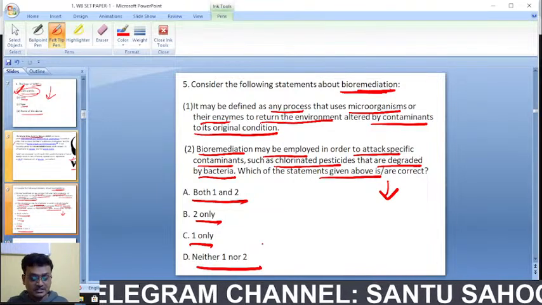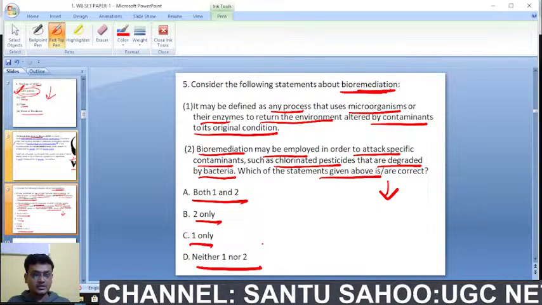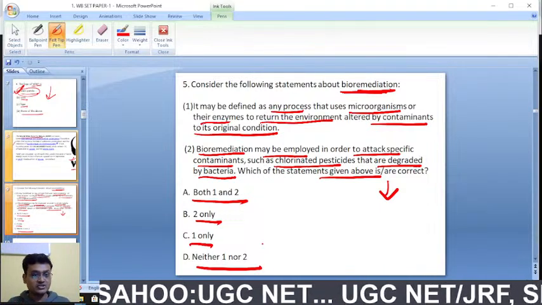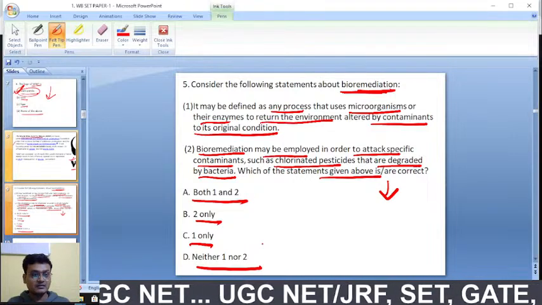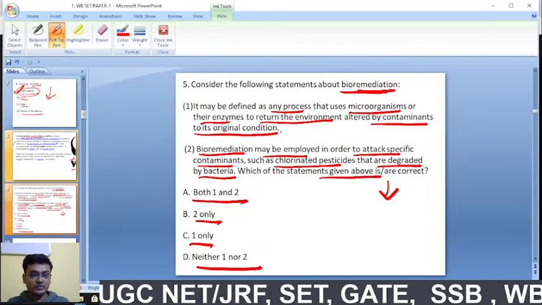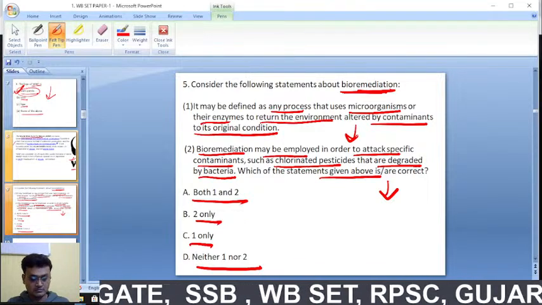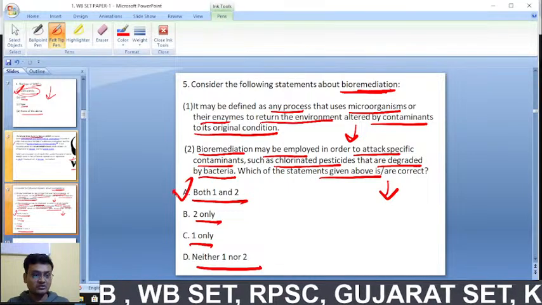Bioremediation is a process where microorganisms are used. That is true, statement 1, exactly. And to alter the environment back to its original condition. Excellent, it's both 1 and 2 that is the right answer.